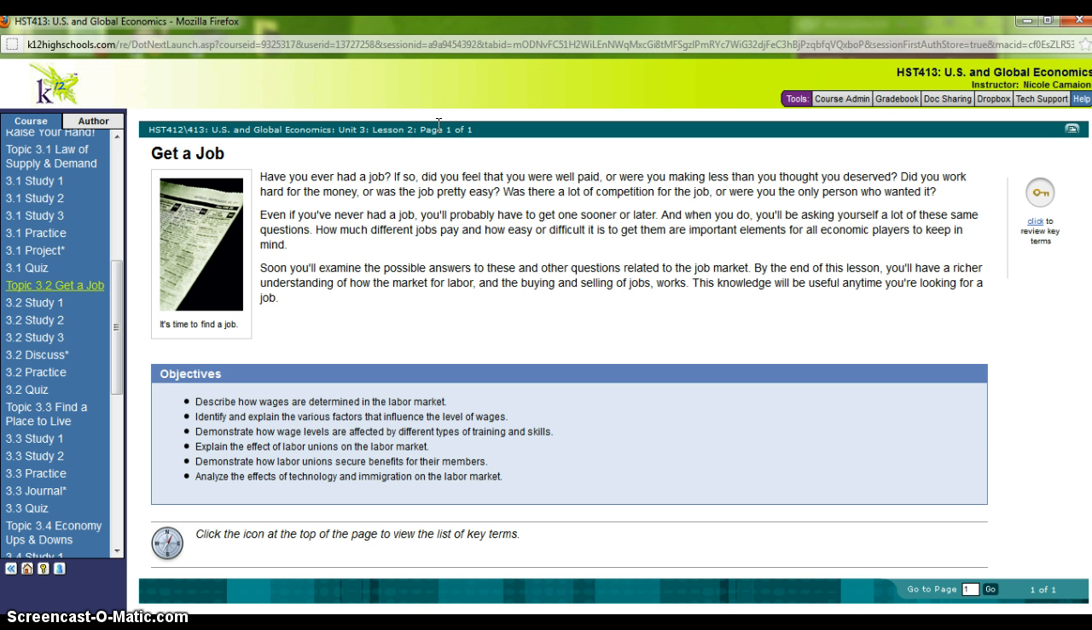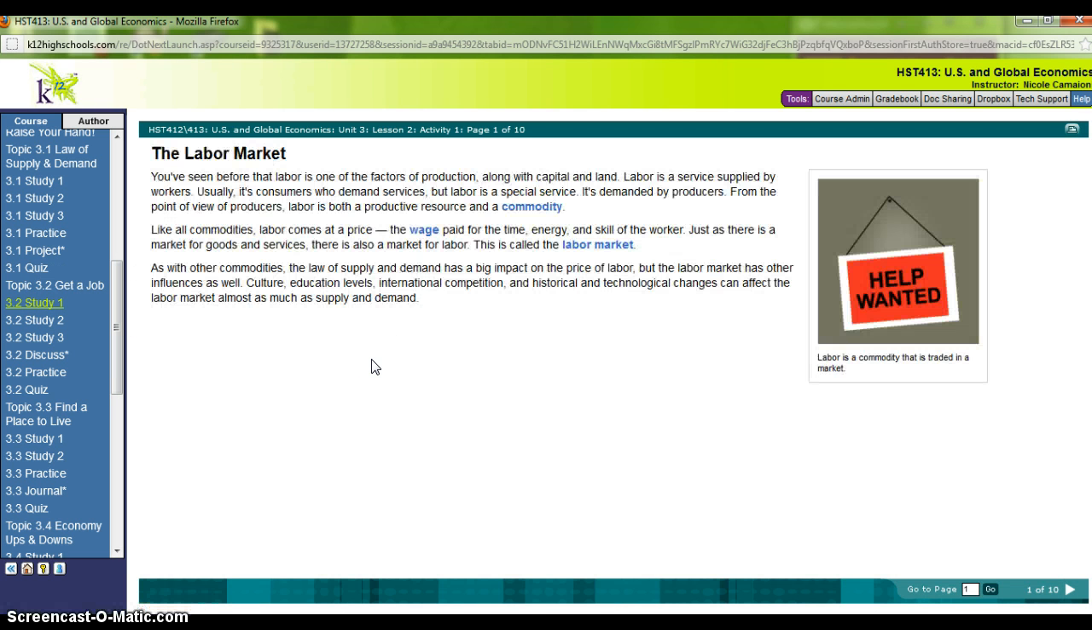So our objectives today in topic 3.2 is focusing on getting a job. We're looking at the labor market, the effects of the labor market, the effects of unions, globalization, immigration, and how the level of wages become set. So in study 1, please focus on slides 1, 2, 5, and 7. You definitely want to know the definition of a commodity, something useful that can be bought and sold, and how that is related to the labor market.